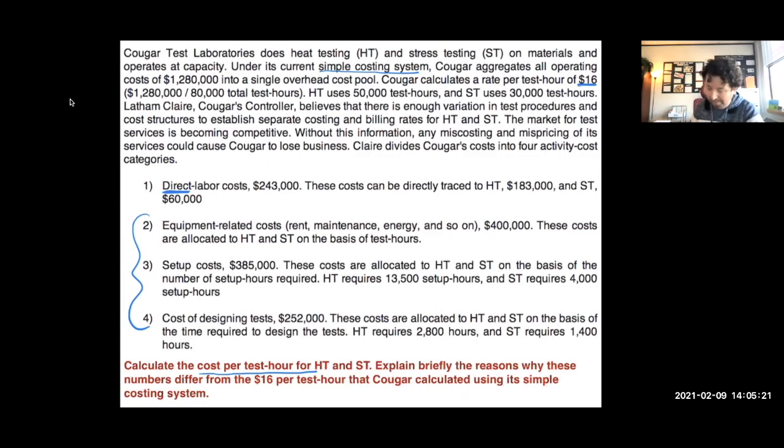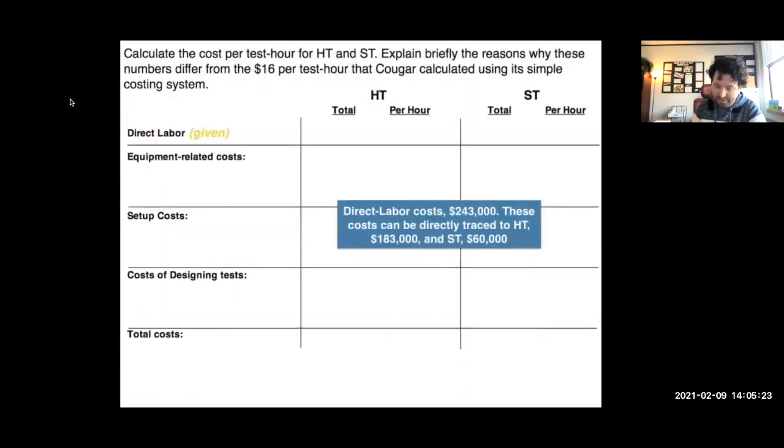All right. So let's go to the little spreadsheet. You should have this in the lecture notes if you print these out. If not, then you've got a lot of writing to do. But hopefully you have these in front of you. So the first thing we're going to do is the direct labor, which is given to us. They tell us in the story.